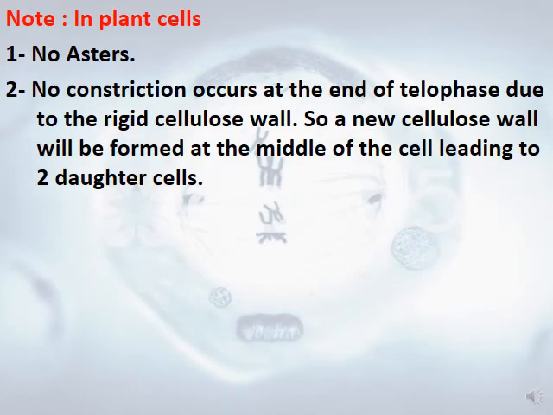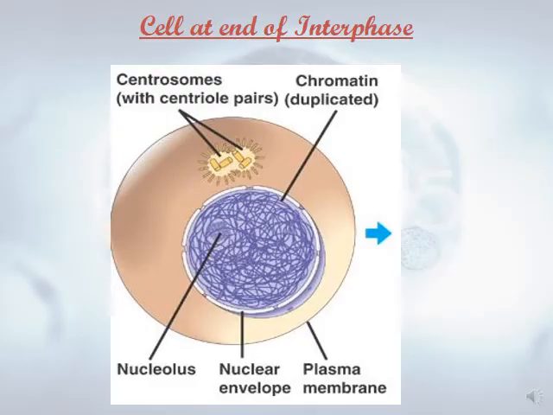As you note in plant cells, as I said before, there are no asters. So there's a difference between mitosis in plants and in animals. In plants there is no asters. Also, no constriction occurs at the end of telophase due to the rigid cellulose wall. So a new cellulose wall will be formed, leading to two daughter cells at the end of interphase, as we already said.